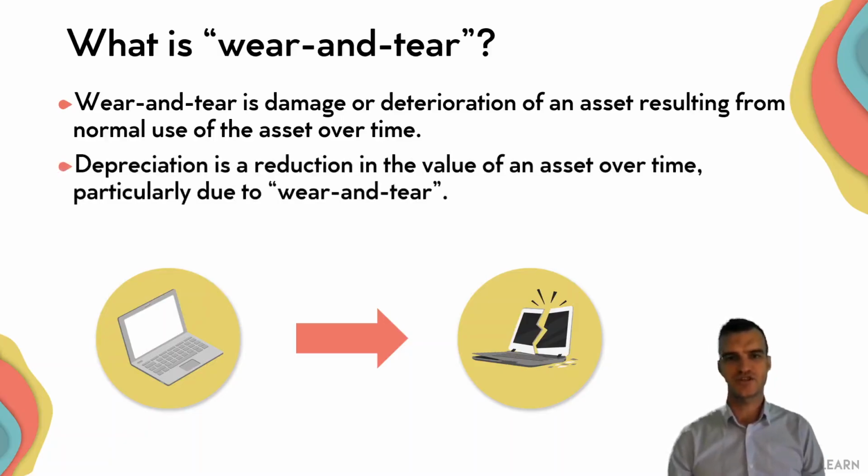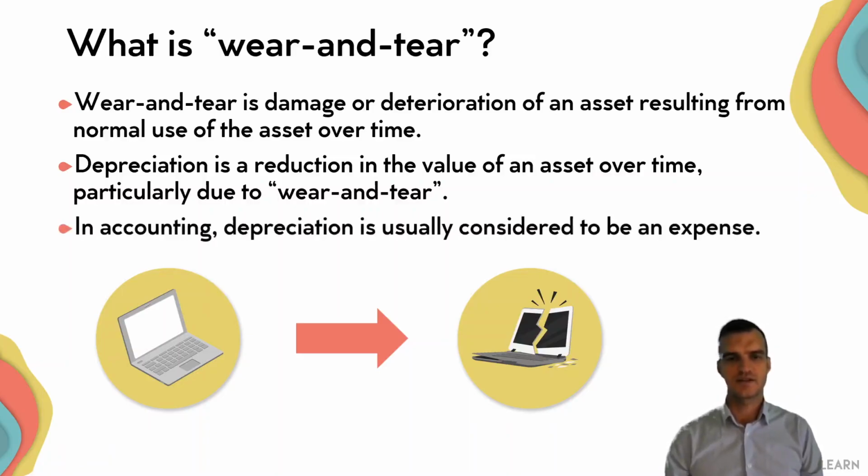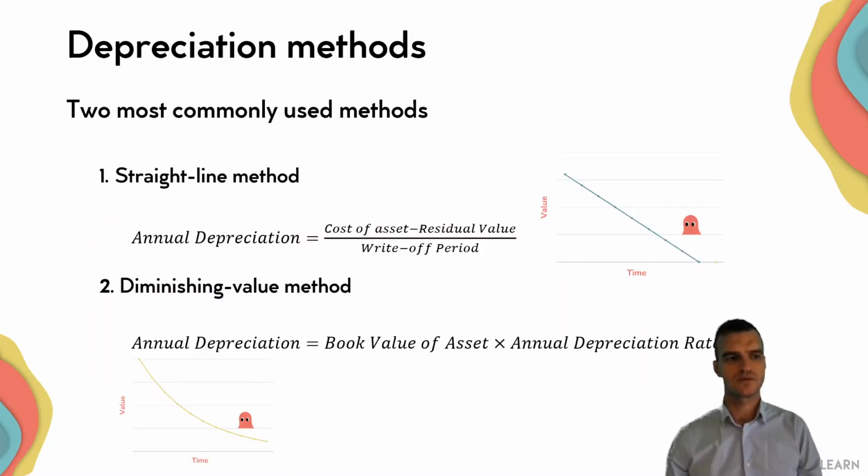And depreciation is the reduction in the value of an asset, particularly due to wear and tear. It's standard practice in accounting to deduct depreciation as an expense, even though you're not actually physically paying this expense. It is a reduction or loss in value, and therefore one does claim it in your financial records. There are two commonly used depreciation methods, the straight line method and the diminishing value method.